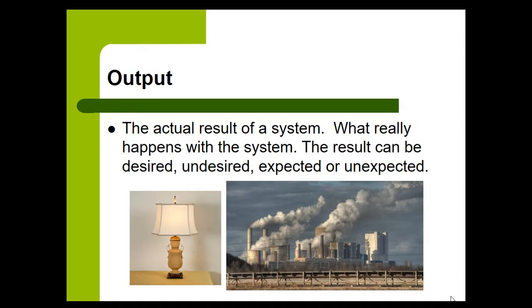The output's the actual result of a system. It's what really happens with the system. A lot of times systems don't always do what we want them to do. We'll talk more about that in a second. The result can be desired, undesired, expected, or unexpected. And those are the four results we get from every system at some point in time.